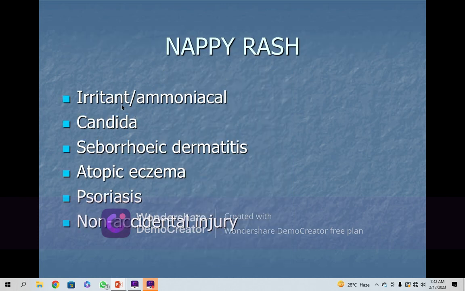Nappy rash is very common. Irritant, and ammonical smell is around the nappy area. Candida is the main infection. Seborrheic dermatitis can cause it. Atopic eczema can cause it. Psoriasis can occur in this area. And non-accidental type of injury.